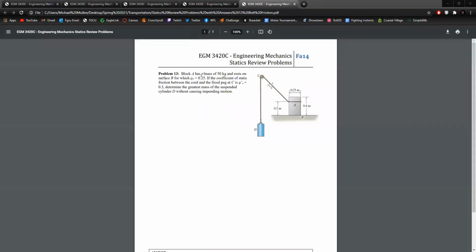So this problem says block A has a mass of 50 kilograms. So once again, we know that this is 50. We multiply it by 9.81, and we know that this is 490.5 newtons going down. And it rests on surface B. Oh, I'm sorry. This is 50 kilograms. My bad. So right here, we have a weight of 490.5 for the large block.